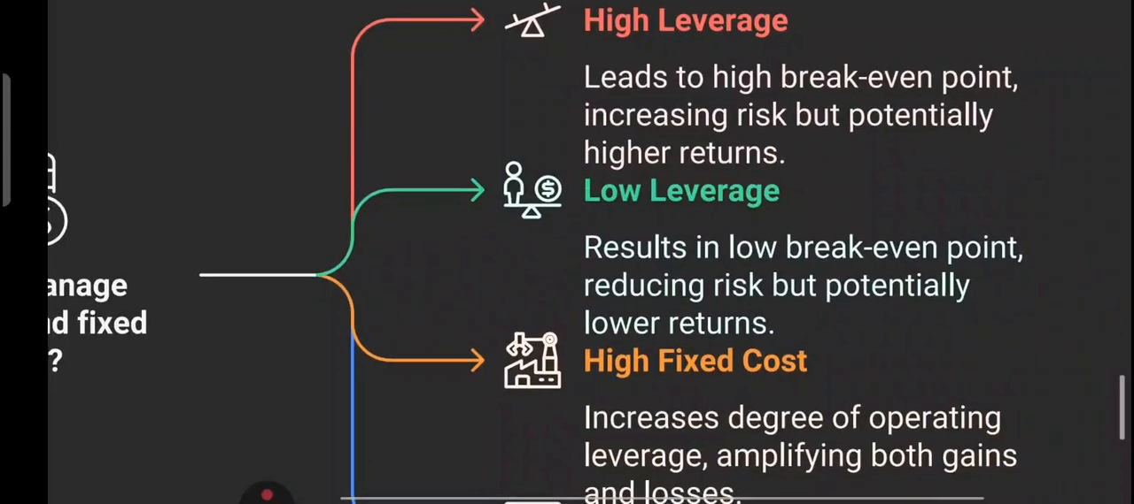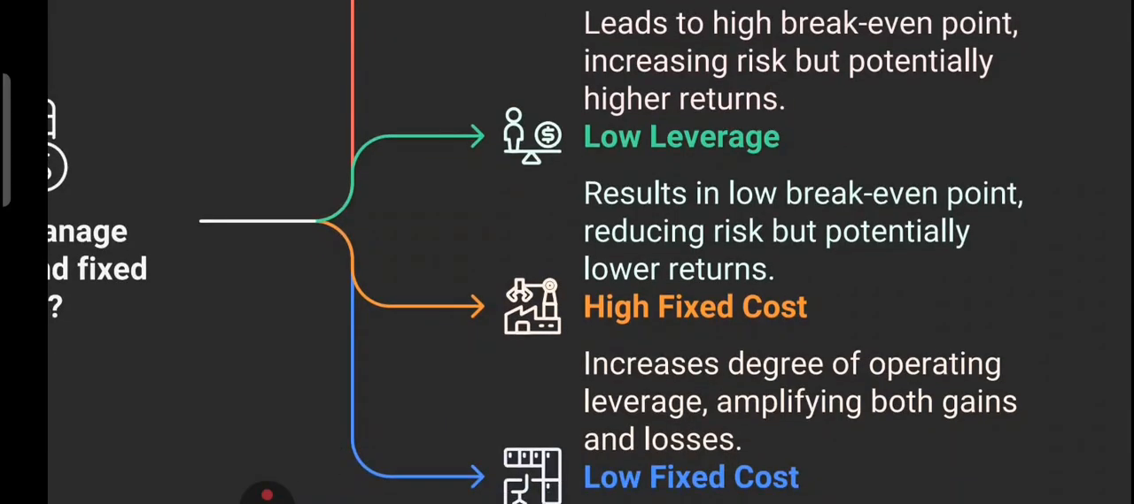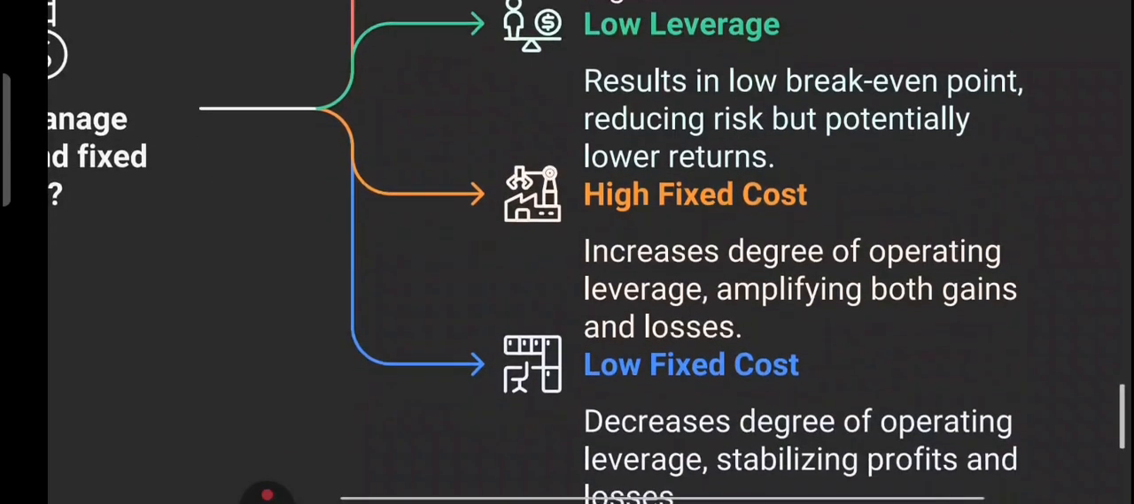Then we have low leverage. Low leverage means you are playing it safer with fewer financial obligations. It lowers your break-even point and reduces the risk, but your return may also stay modest, ideal for steady and stable growth. Then we have high fixed cost.